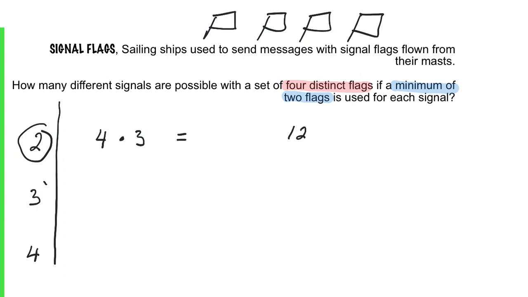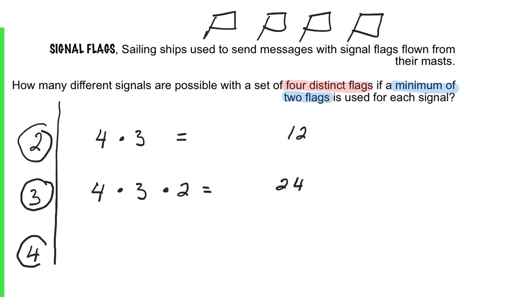In the second case now, we want to use 3 flags. So again, the choice for the first flag that you fly, you're choosing from 4. Once you've used up 1 flag, you're choosing from a set of 3. And once you've chosen your second flag, you've only got 2 left, so you're choosing from 2. And that will give you a total of 24.